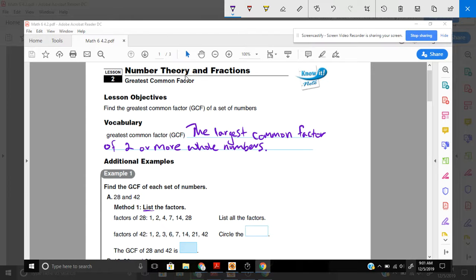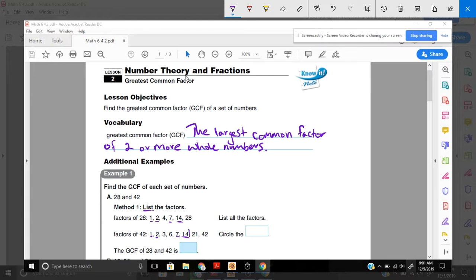Then you look at your numbers and you see what is the greatest or the largest factor that they have in common. Okay, well, they have 1 in common. They have 2 in common. That's bigger. 3 is not in common. It's just a factor of 42. 4 is not in common. It's just a factor of 28. 7 they have in common. And 14 they have in common. And 21, 28, no, 42, no.